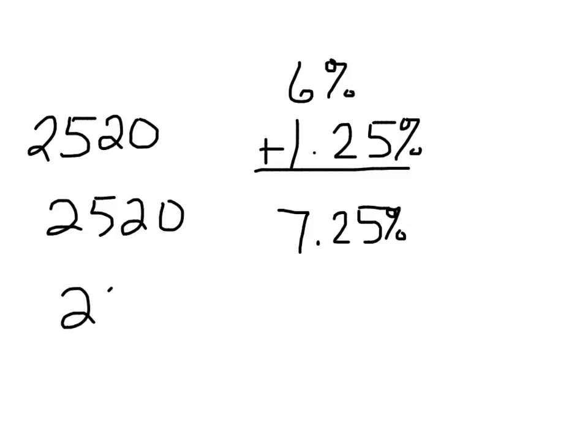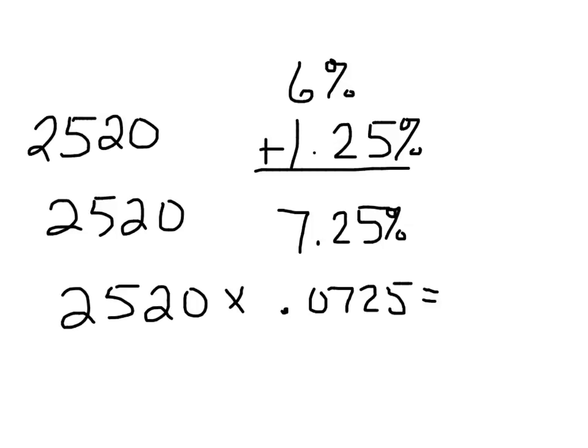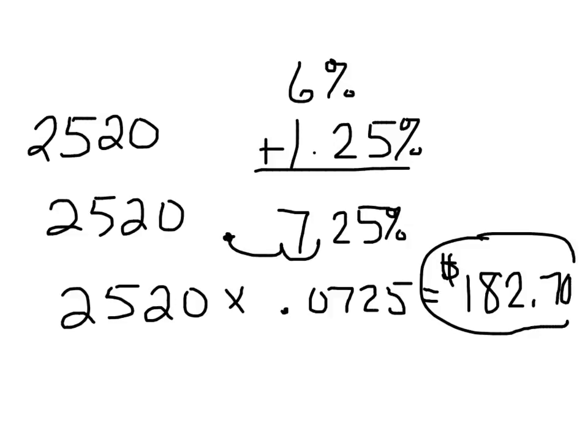So then I take the 2,520 times 0.0725. Now remember, when you're multiplying, that decimal needs to move 2 spots to the left. Using my calculator, I type in 0.0725 and I get $182.70. And that's how much the sales tax would be. So larger purchase, bigger sales tax. That's what's going to happen for that.